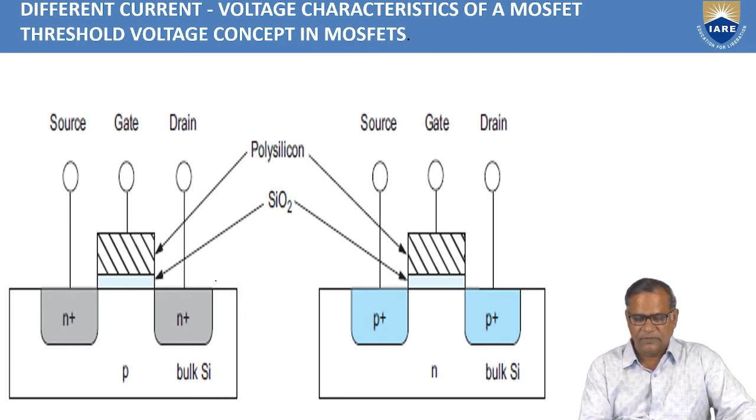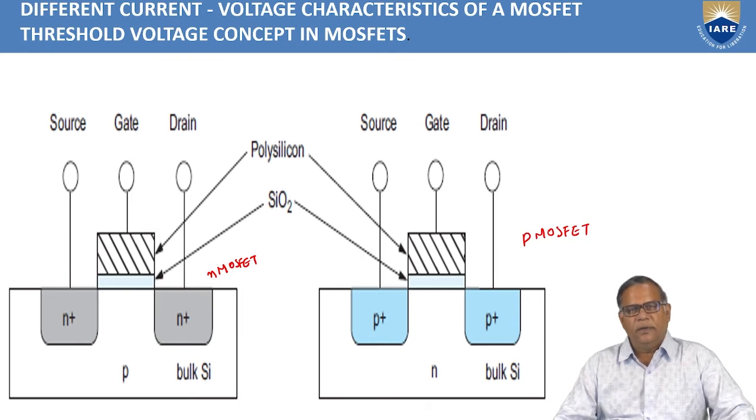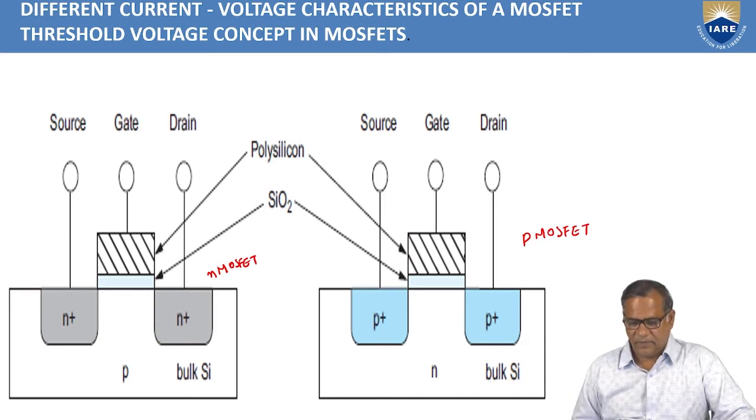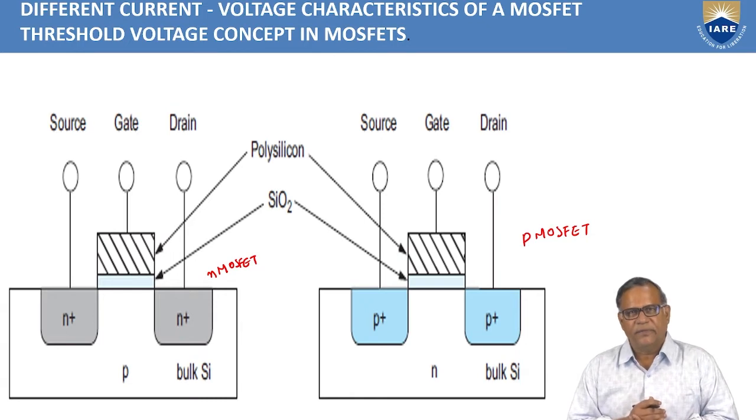So this is the N MOSFET and this is the P MOSFET. And these MOSFETs are of enhancement type and there is no channel implant. And there are three terminals in a MOSFET: source, gate and drain. For an N MOSFET, if you apply a positive voltage to the gate, then a channel is formed and the MOSFET is said to be on. Similarly, for a P MOSFET, a negative voltage is applied to the gate, then the P MOSFET is turned on.